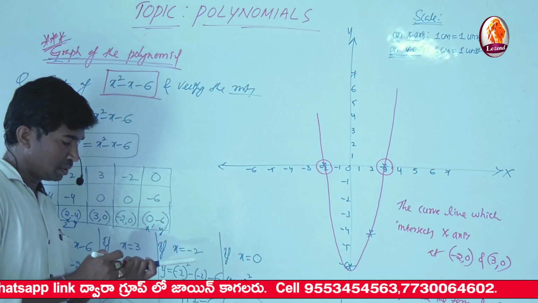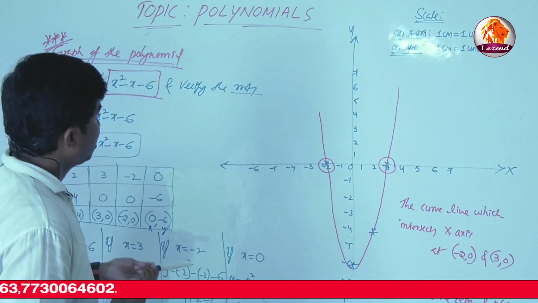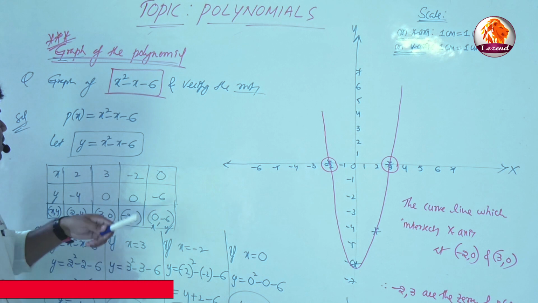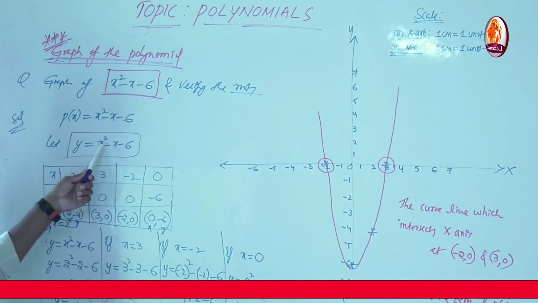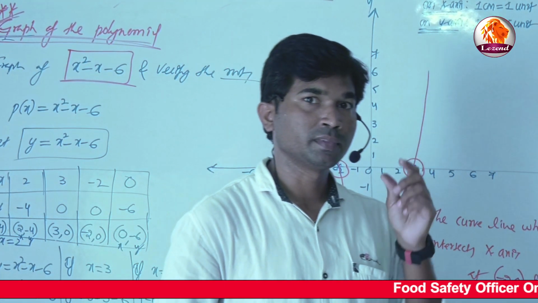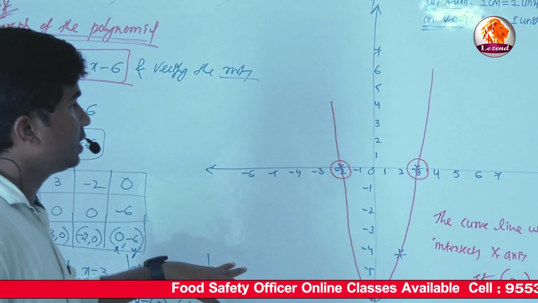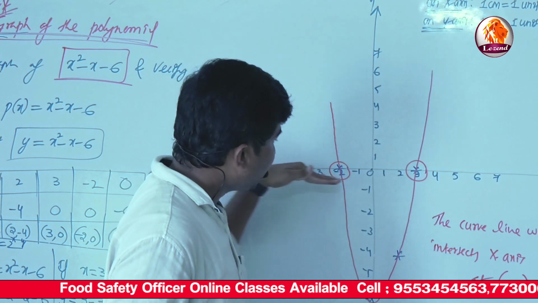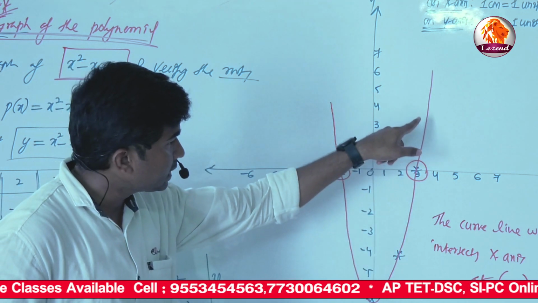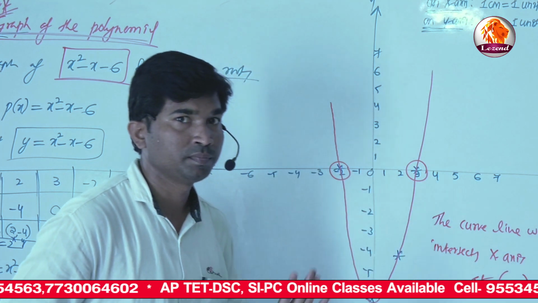This is a very, very important concept. In this given polynomial, the graph of the polynomial x square minus x minus 6: take y equal to x square minus x minus 6. Take a minimum of 4 points and plot the points on the graph sheet. Now draw the curve passing through all the 4 points. Finally observe the curve which intersects the x-axis. The points where the curve intersects the x-axis are the zeros of the given polynomial.